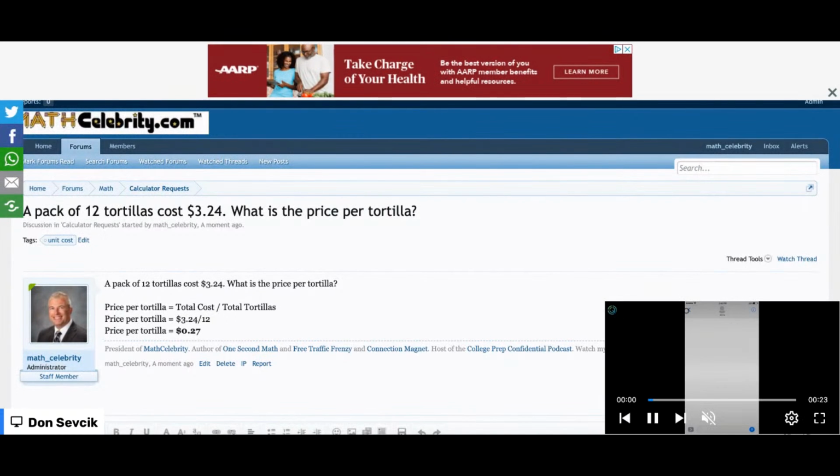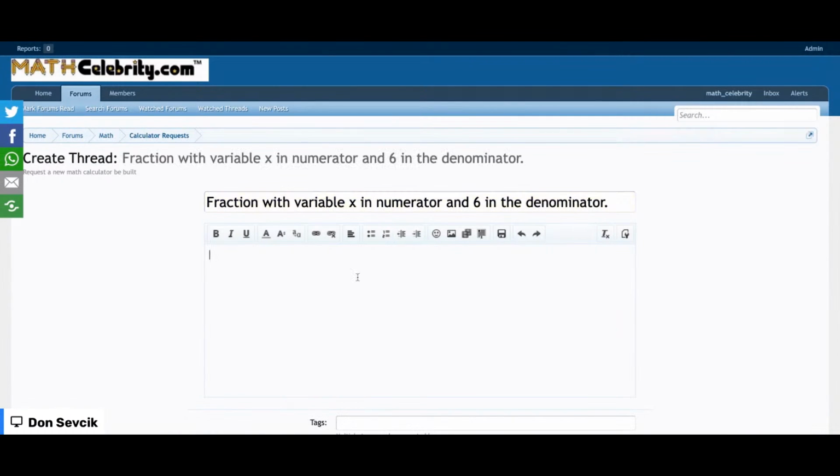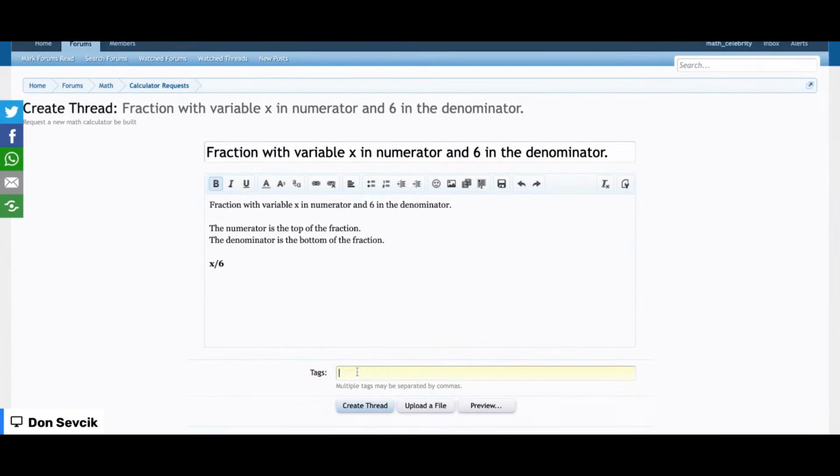All right, let's take this one. Sometimes you're asked to build a fraction yourself, but it's worded in algebraic terms. So the problem is: a fraction with variable x in the numerator and 6 in the denominator. Numerator is the top of the fraction. The denominator is the bottom of the fraction. So we have x in the numerator divided by 6 in the denominator, and that is our answer, x over 6.